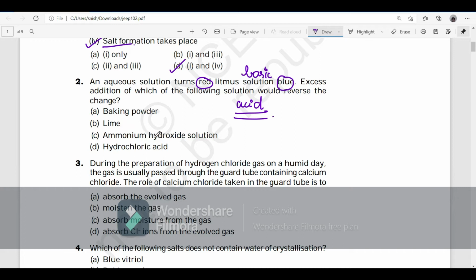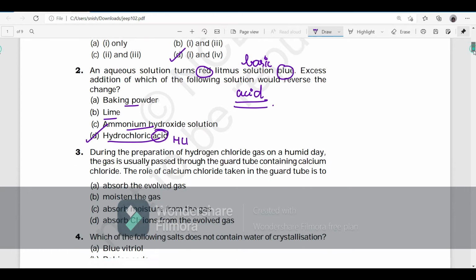Talking about which of these being acidic: baking powder, lime, sodium hydroxide, HCl. HCl, of course, here itself it's given as acid if you don't know, but there's no chance that you won't be knowing it. So HCl is the answer, right? Moving to the third question.